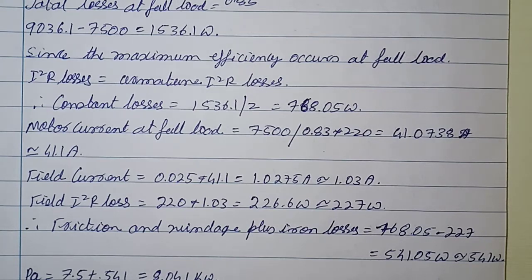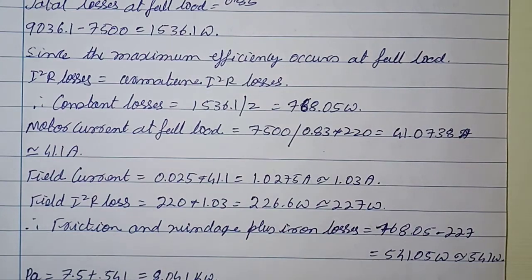Then field I square R losses is equal to 220 into 1.03, so it is 226.6 watt, approximated to 227 watt. So it is V into I that is being done here.